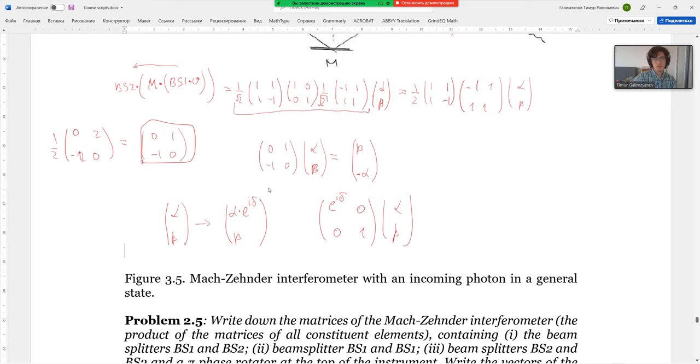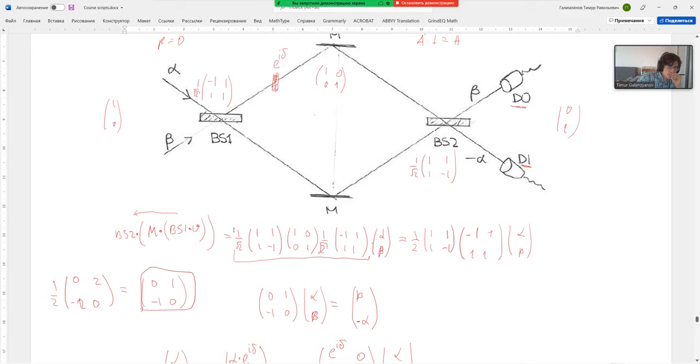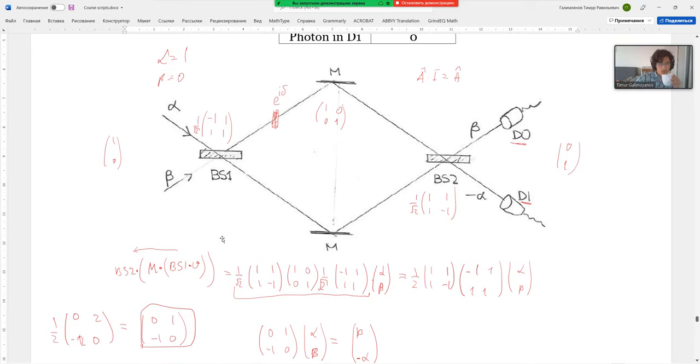You see, the non-diagonal elements correspond to mixing the upper and lower paths, and the diagonal elements only correspond to multiplication of these paths by some value. What I wanted to tell you additionally here. Let's see.